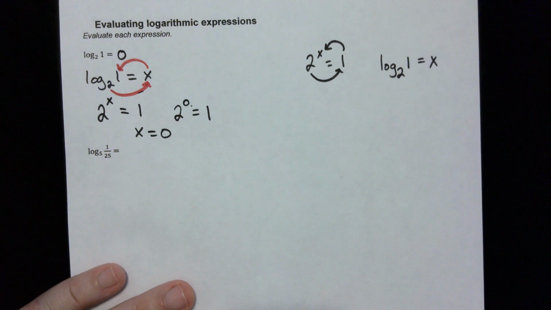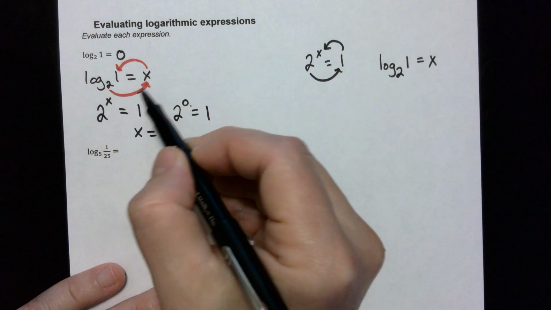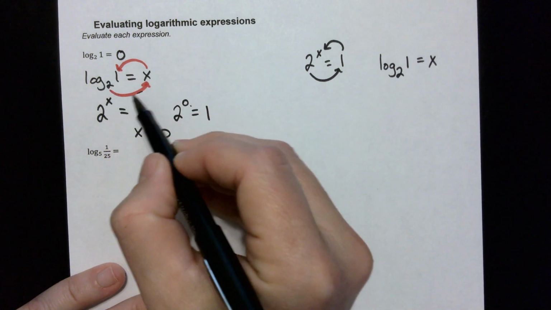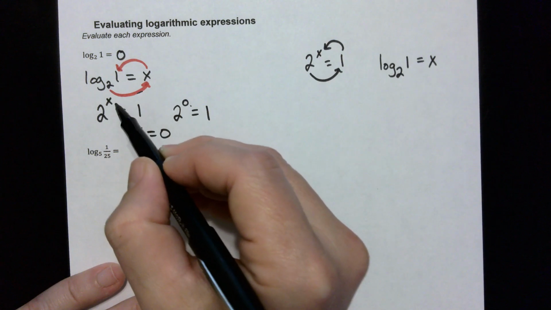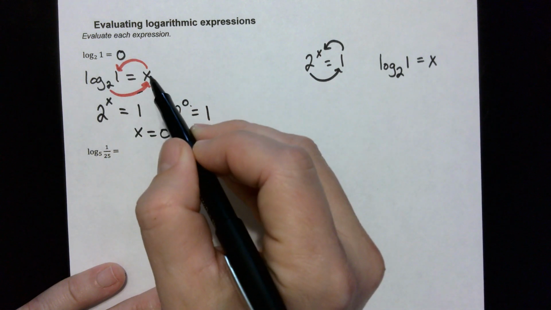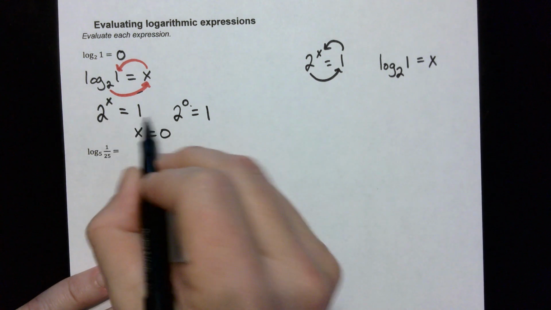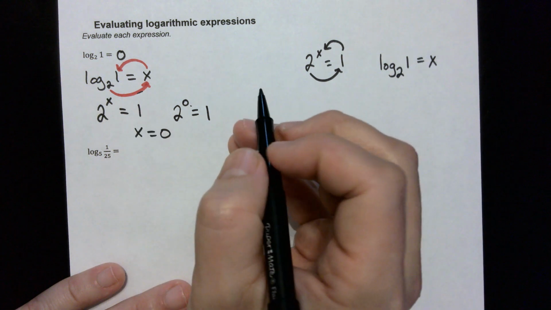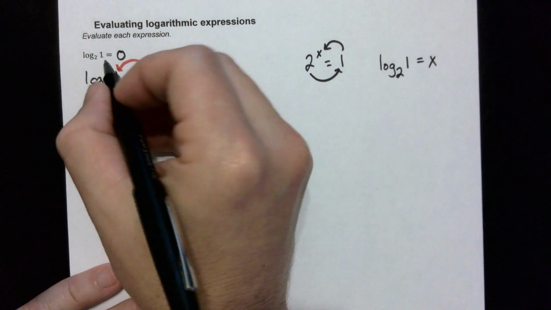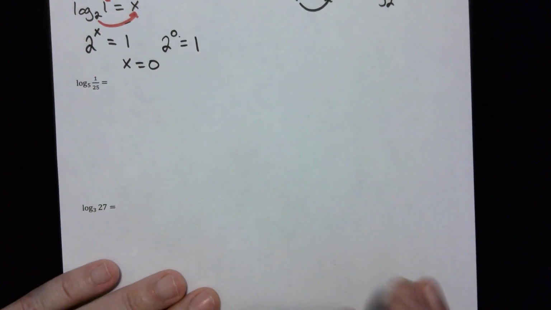Let me walk through that one more time. I take this function, I use the circle method to change this logarithm into an exponential, so it becomes 2 to the x equals 1. I'm still looking for x, which is the answer to this problem. Then I realize that if it's a 1, this exponent has to be 0, because that's the only way you can raise something to a power and get 1. So x is 0, and that means the answer here is 0. Let's take a look at the next one.